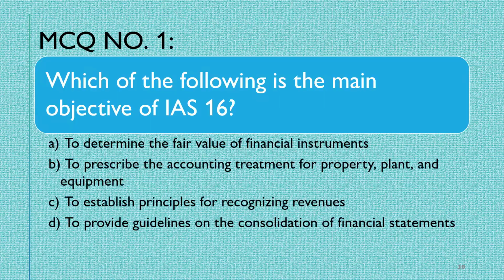Let's see some practice questions. Question number 1. Which of the following is the main objective of IAS 16? A. To determine the fair value of financial instruments, B. To prescribe the accounting treatment for property, plant, and equipment, C. To establish principles for recognizing revenue, D. To provide guidelines on the consolidation of financial statements. And the correct answer is option B, to prescribe the accounting treatment for property, plant, and equipment.